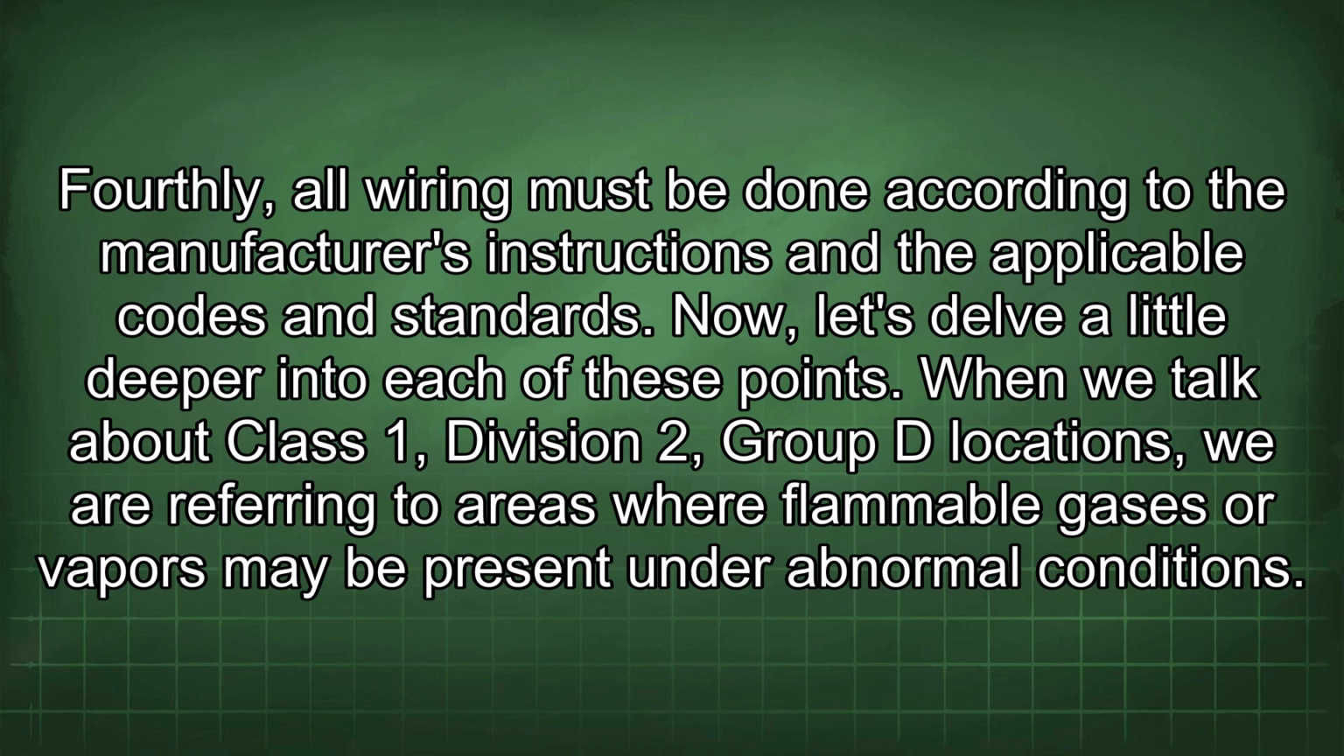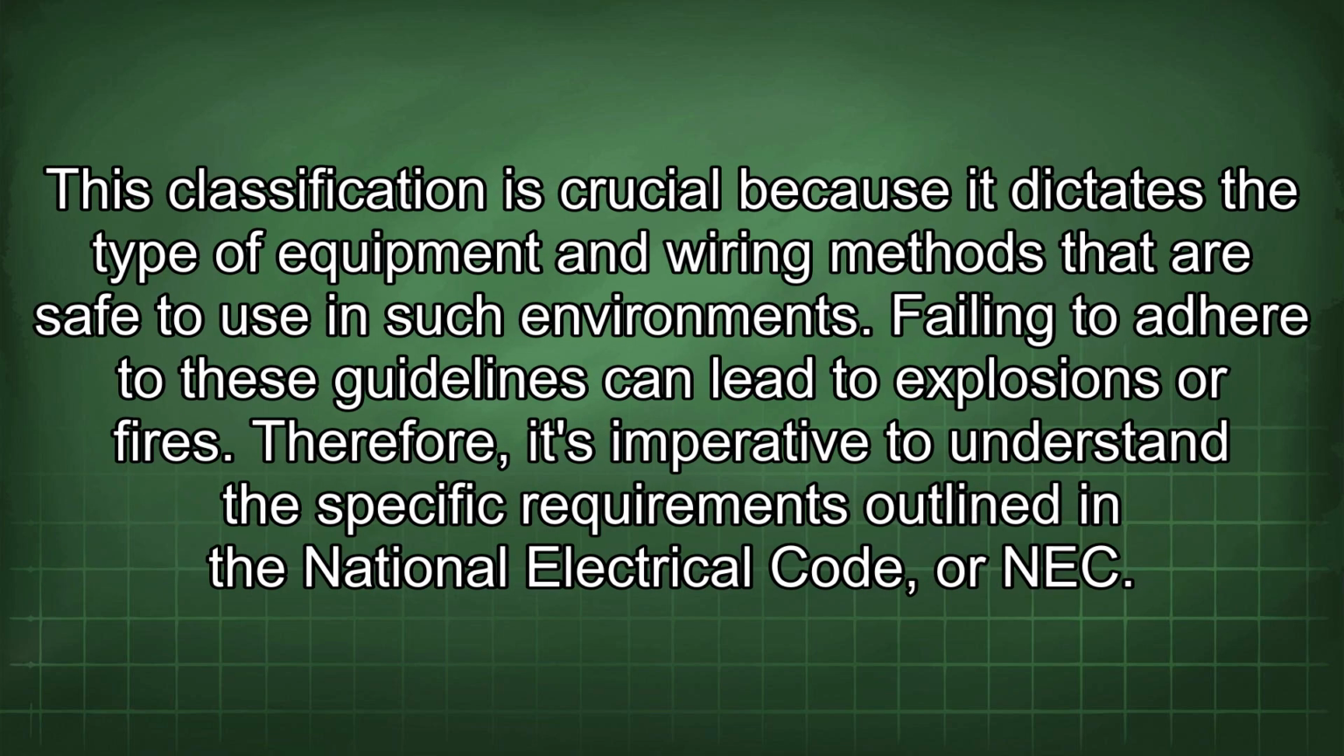When we talk about Class 1, Division 2, Group D locations, we are referring to areas where flammable gases or vapors may be present under abnormal conditions. This classification is crucial because it dictates the type of equipment and wiring methods that are safe to use in such environments. Failing to adhere to these guidelines can lead to explosions or fires. Therefore, it's imperative to understand the specific requirements outlined in the National Electrical Code, or NEC.